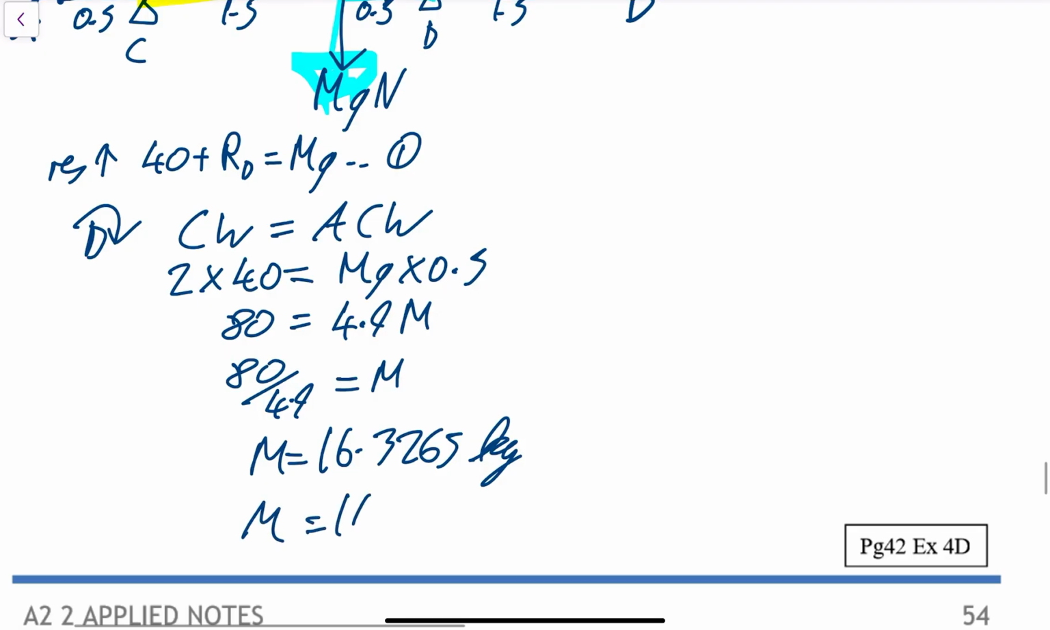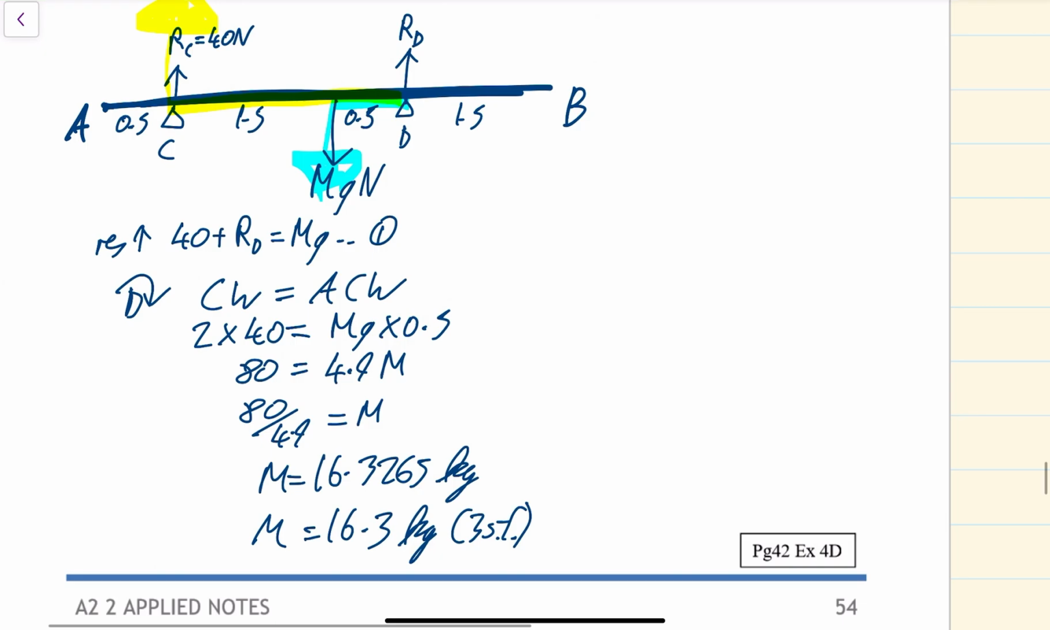And M is 16.3 kilograms to 3 sig figs. And then we can put that back into equation 1, and you would have then your reaction at D is equal to 16.3265 times the M, so times the G, and then minus the 40.